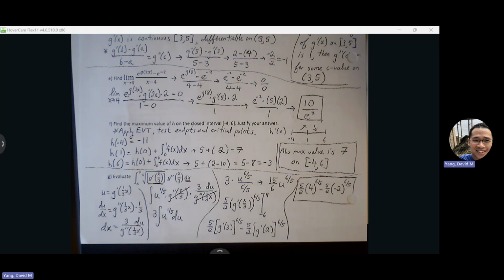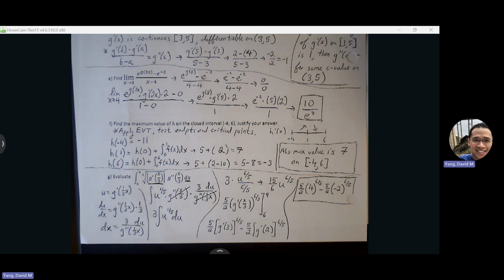My u value is g prime of 1/3 x. I know I have to find a way to get this to pair up and cancel out. So I need to move to the derivative du over dx. G prime becomes g double prime. There's a little bit of chain rule there times the derivative of the inside portion. So 1/3 x times 1 becomes 1/3. Cross multiply, solve for dx. We get 3 du over g double prime of 1/3 x.